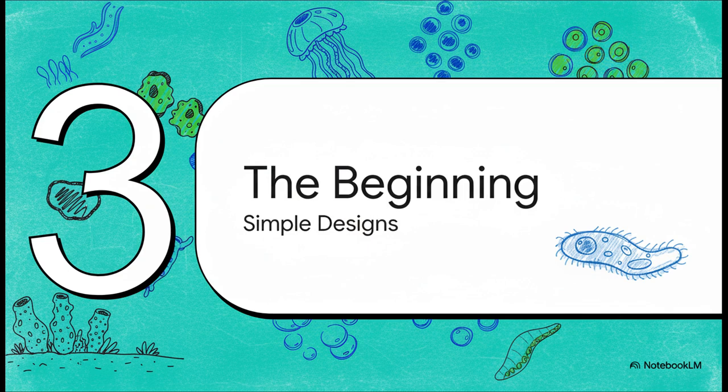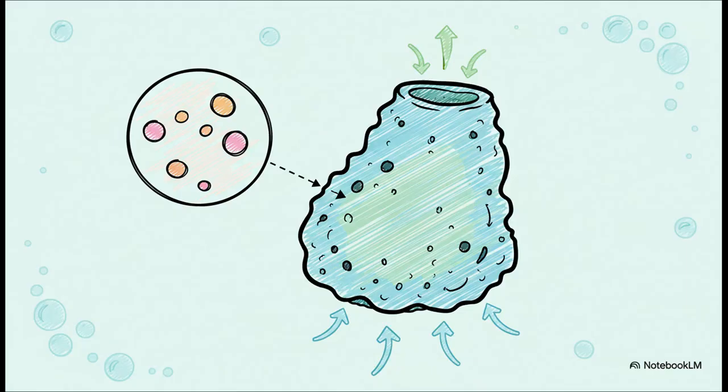We're starting right at the base of the animal tree with the simplest designs out there. Our first stop, phylum Porifera, otherwise known as the sponges. These guys are the real pioneers. They're still at that cellular level of organization, which means their cells haven't really formed specialized teams yet. They're asymmetrical, no true organs, and they are absolute masters of filter feeding, basically acting like living water pumps.